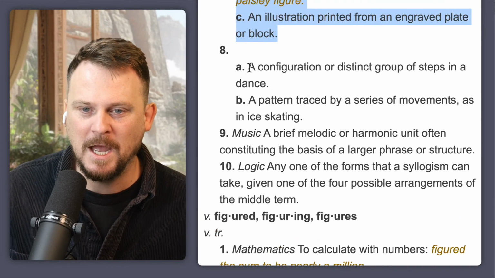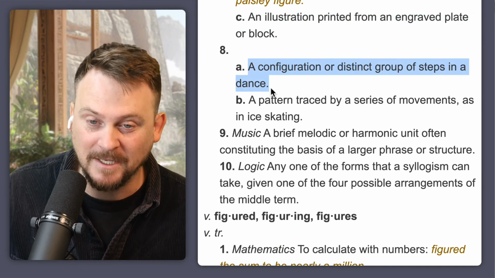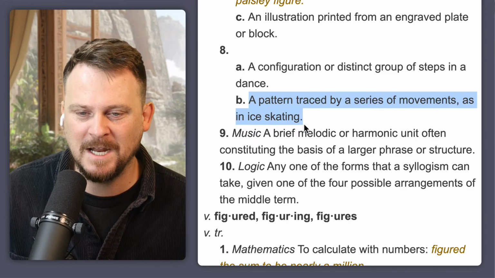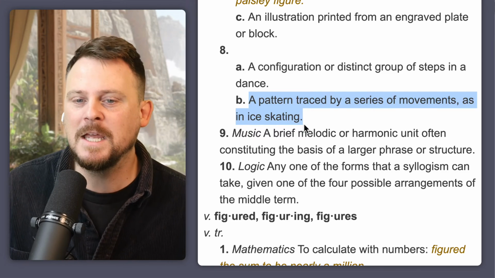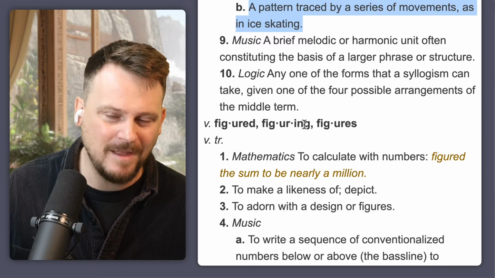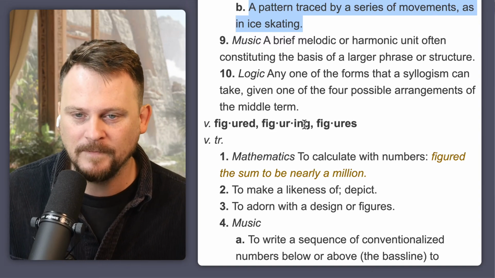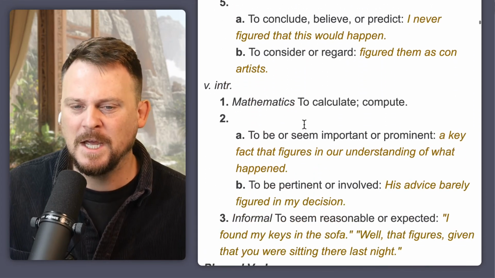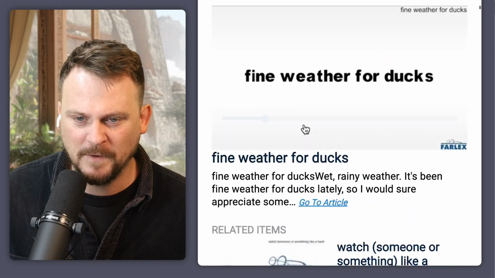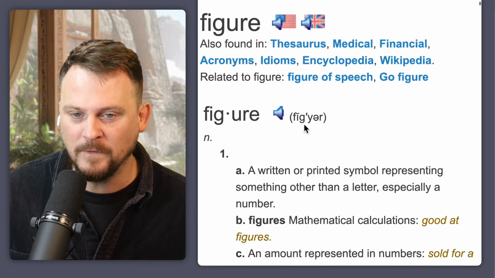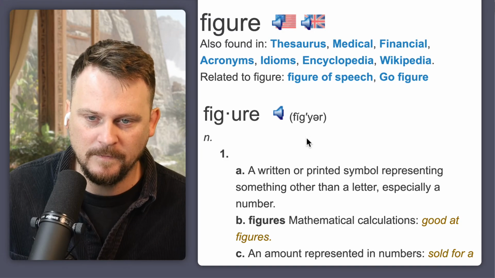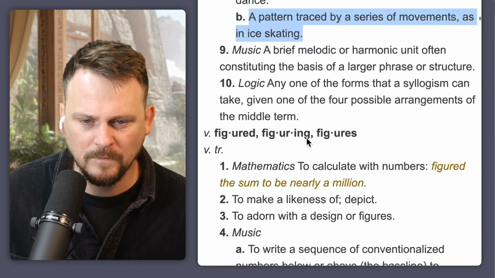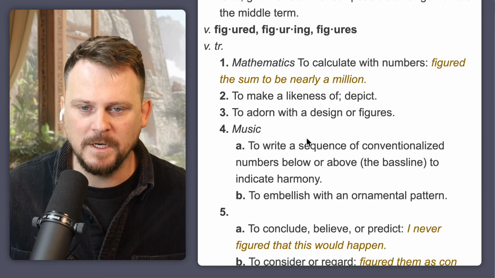So, a distinct group of steps in a dance. Okay, yeah, I know that one. A pattern traced by a series of movements as in ice skating, a figure 8 especially. Okay, yes, but common? Not particularly, right? Not particularly. Okay, so let's just quickly go through verbs and see if they're different. It's important to understand the different forms, right? We have the noun form, the verb form, transitive and intransitive. So let's just explore this a little bit here.